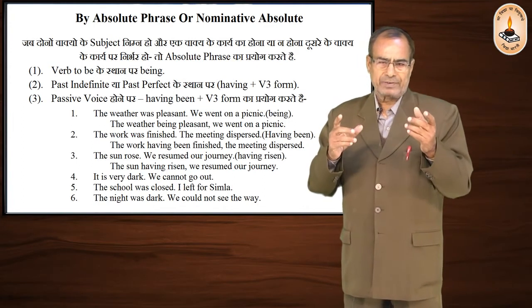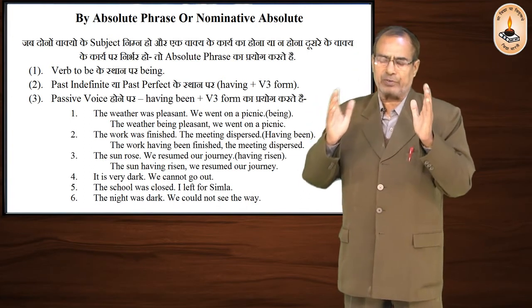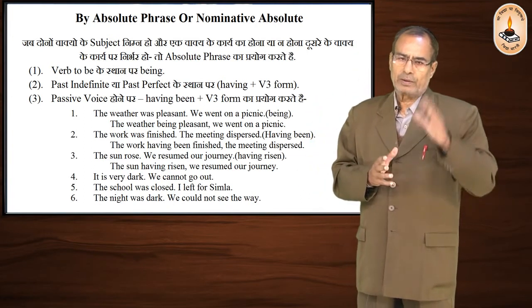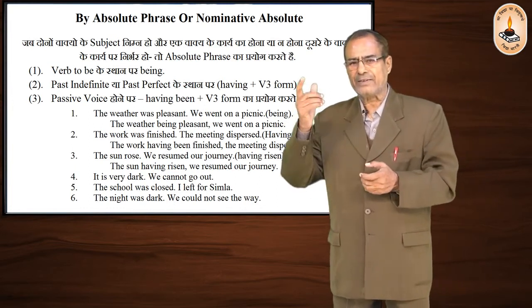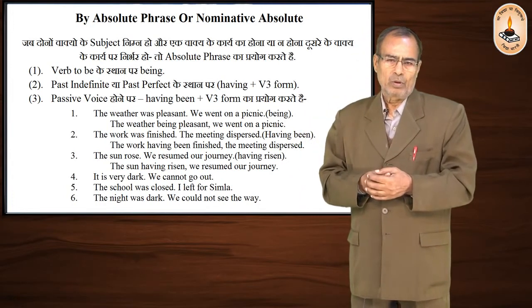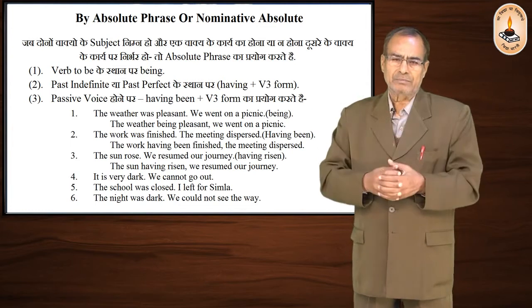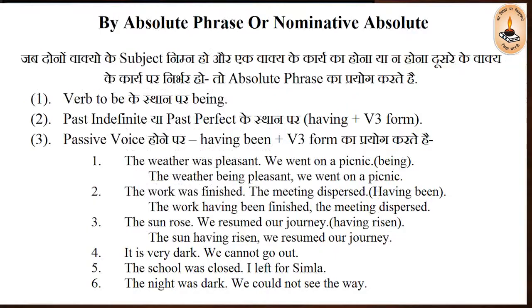and we have seen that the two subjects in two sentences, they are different. In the first sentence the subject is the weather, and in the second sentence the subject is we. So we combine them by using absolute phrase as the weather being pleasant, comma, we went on a picnic.